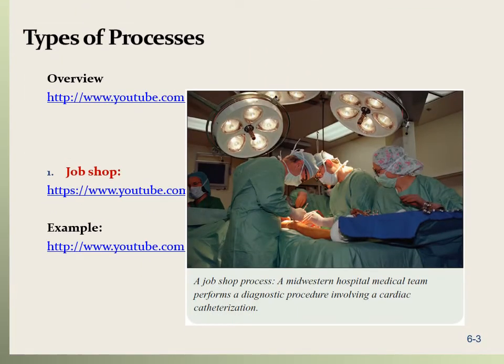There are different processes with different characteristics, such as the job shops, the batch, the repetitive or assembly line, and also continuous. Here we're going to learn about these types of processes, and we're going to see different examples. I have selected video clip pieces related to these types of processes with examples that you can actually follow and watch. The link of these video clips are available in the lecture slides as well.